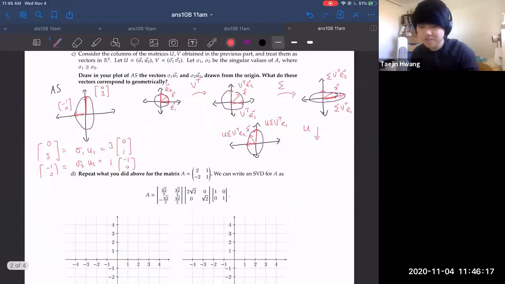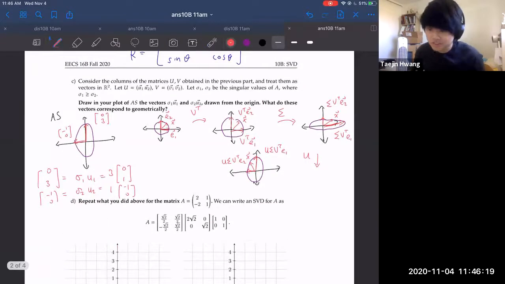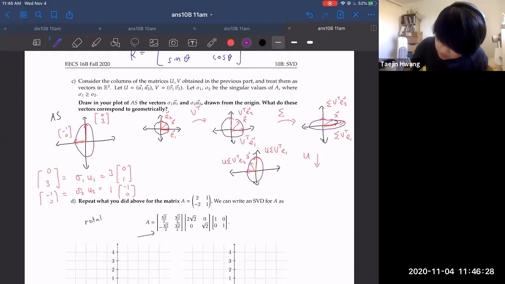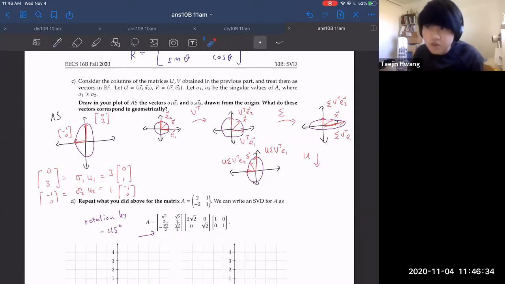For the sake of time, I'm going to skip the next part as well, because the next part is going to ask you to do the exact same thing, except your U matrix here is a rotation by 45 degrees or negative 45 degrees, I think. So if you do the same process of rotating, scaling, and rotating, you'll be able to see the results.